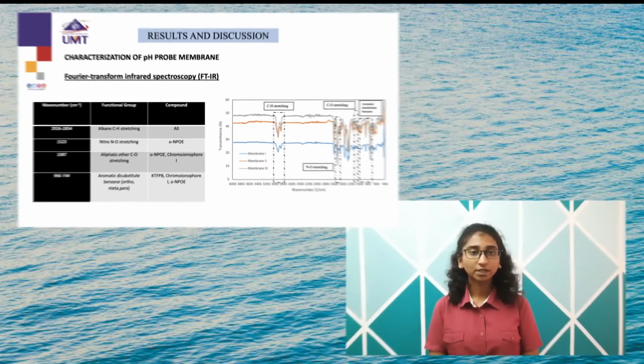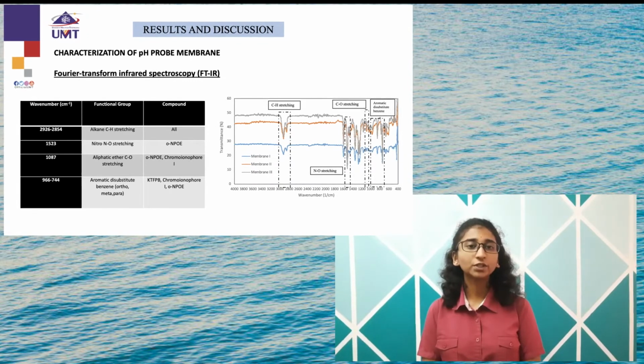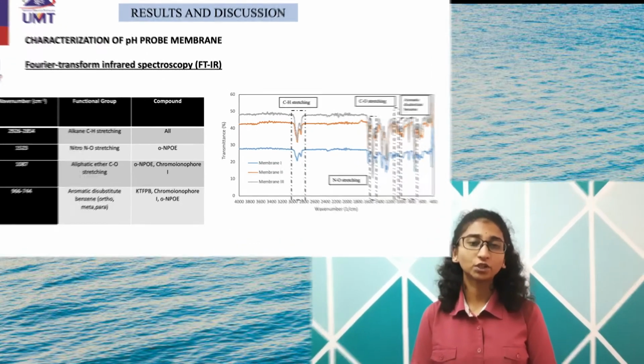Based on the FTIR results, it is noted that there is no significant difference observed within the spectrum of all the membranes of the pH probe membrane, as all the compounds present in the membrane have almost similar functional groups.